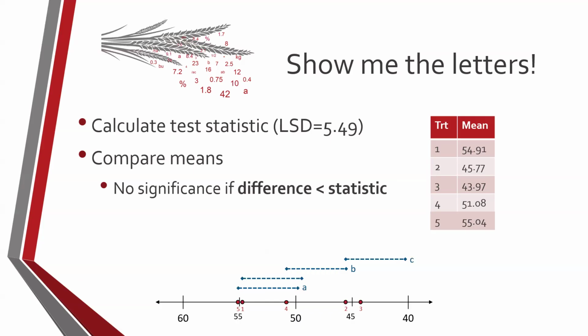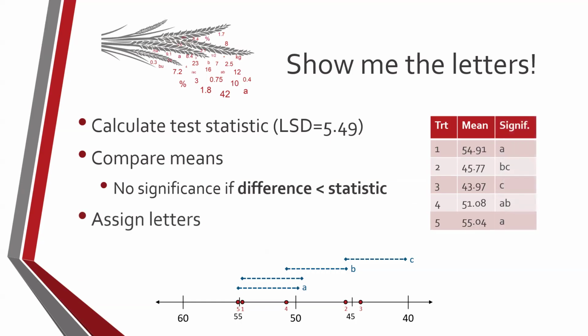Moving down, the next range is treatments 2 and 3, and so we give that range the letter C. There are no more means that don't have a letter, so we're done. The letters we usually just report right next to the means themselves, just like that.